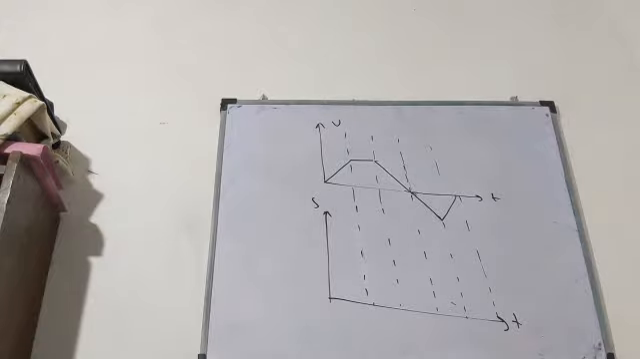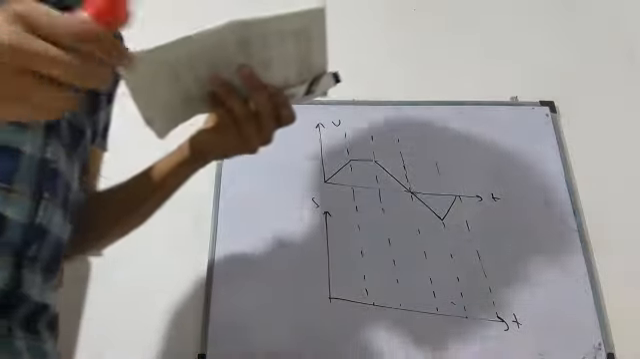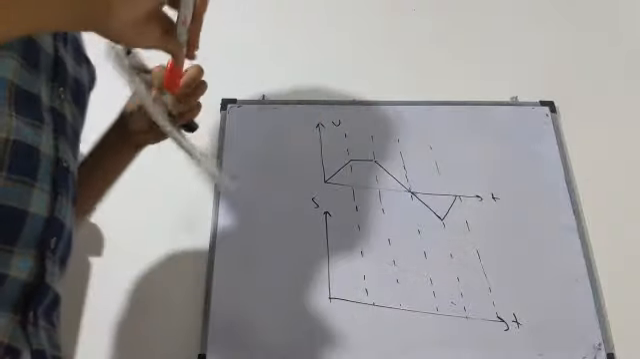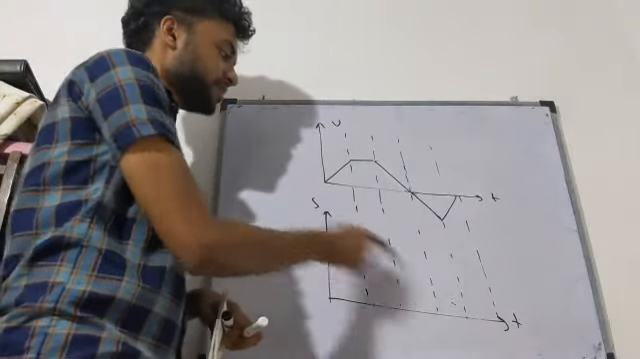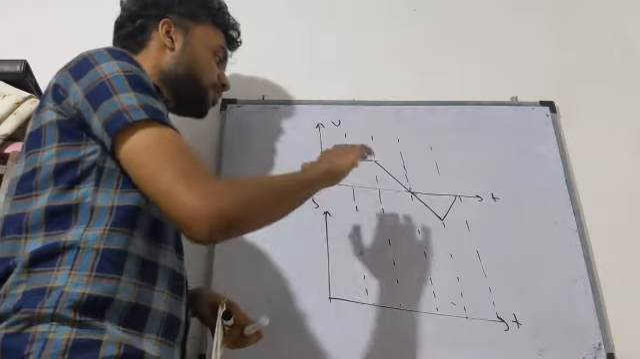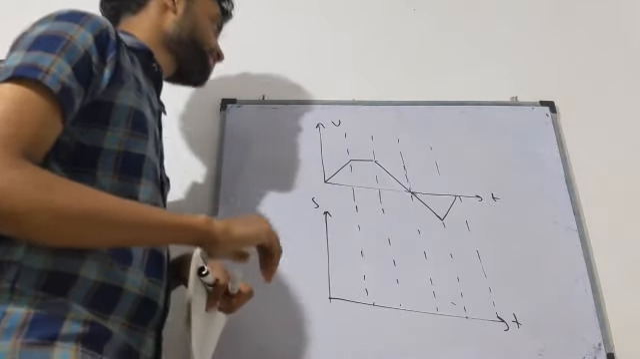You can find this question in 2012, the 42nd question. Let's convert a VT graph to an ST graph. Very important topic. Look at this.